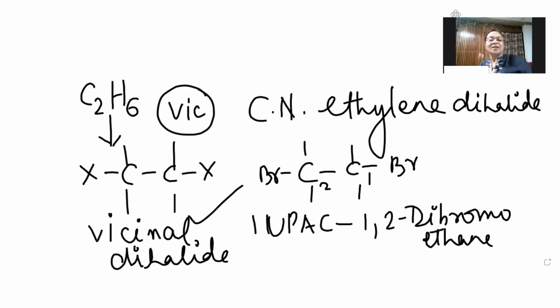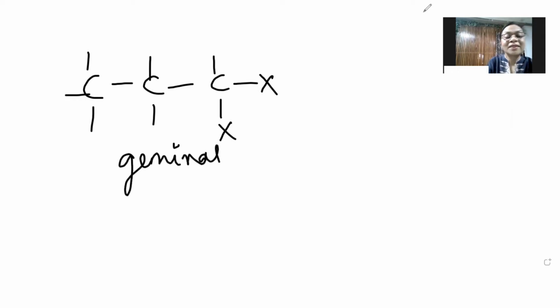Okay, so let us try the same thing with 3 carbons. Probably it will have a difference, may not be. Let us see. Let us go to propane. First, I would replace 2 of the hydrogens and get a geminal dihalide. And it could be this way also. Agree?